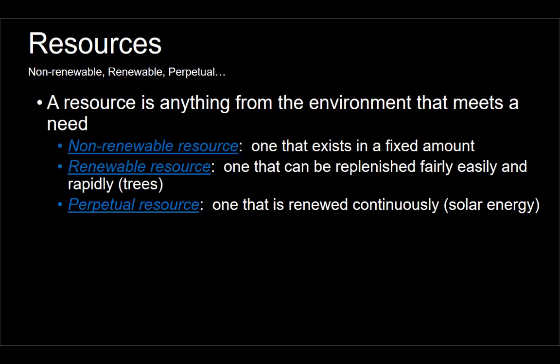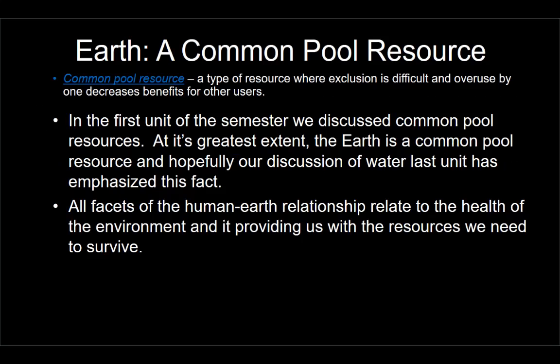Okay. Now, when we started talking about resources, another thing that came up was the tragedy of the commons, and we started talking to you about common pool resources. Hopefully, you remember this from the video we watched on that. A common pool resource is a type of resource where exclusion is difficult and overuse by one decreases the benefit for other users. So, while in first semester we discussed common pool resources in terms of access to the ocean, the air, things like this, at its greatest extent, the earth is a common pool resource.